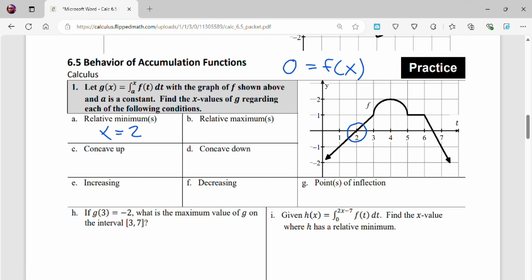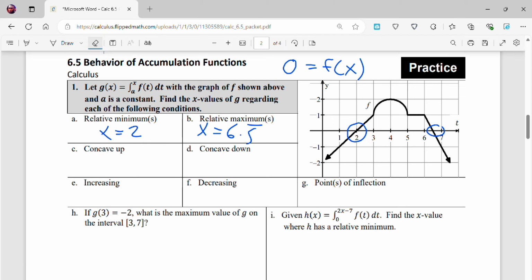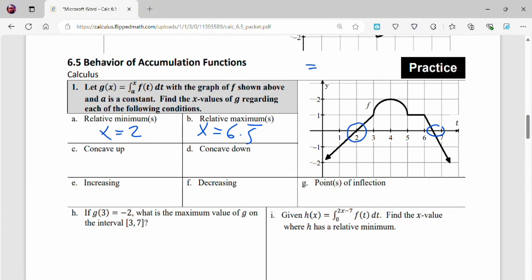Maximum, same thing, but we're going to find when our graph goes from positive to negative. So that would be right around here. That is, we can say 6.5. Okay, concave up. Concavity, we need to find a second derivative.